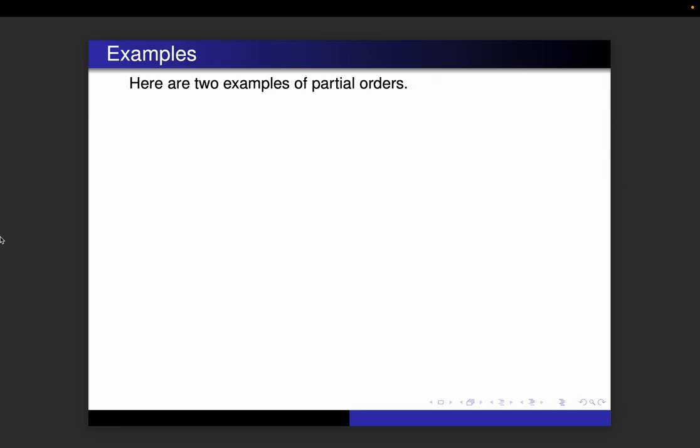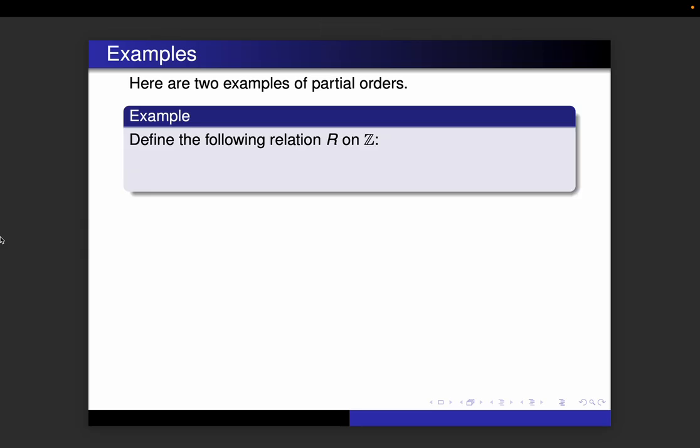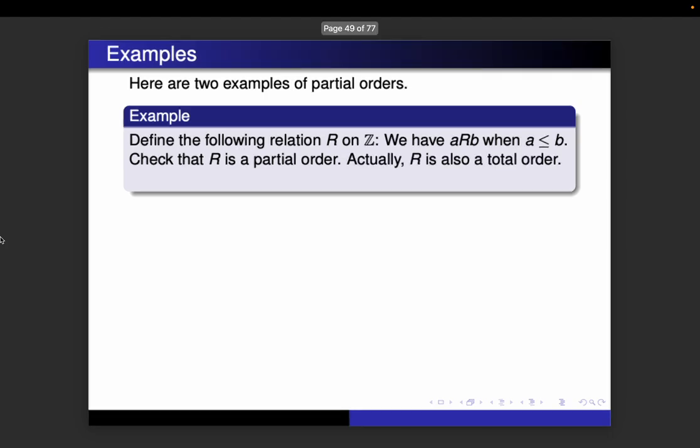So here are two examples that we can have of partial orders. We're going to define a relation on the integers. We have A is related to B when A is less than or equal to B. It's not hard to check that R is a partial order. Just go through the properties and see what happens there. It turns out that R is also a total order.